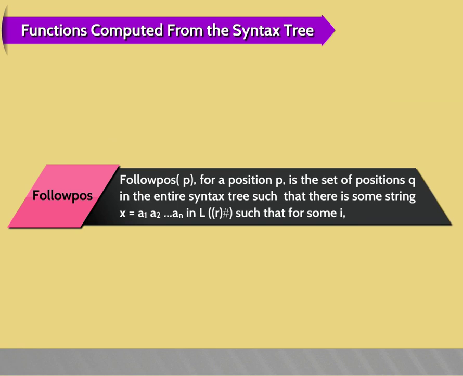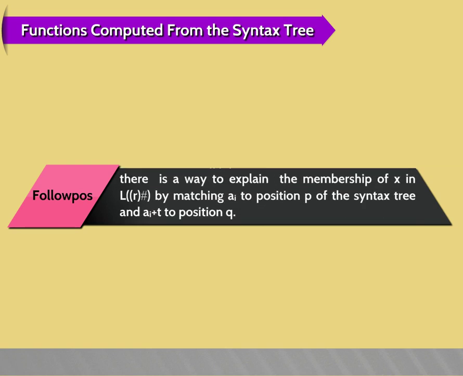Followpos of p, for a position p, is the set of positions q in the entire syntax tree such that there is some string x = a1 a2 ... an in L(R#), such that for some i, there is a way to explain the membership of x in L(R#) by matching ai to position p of the syntax tree and ai+1 to position q.